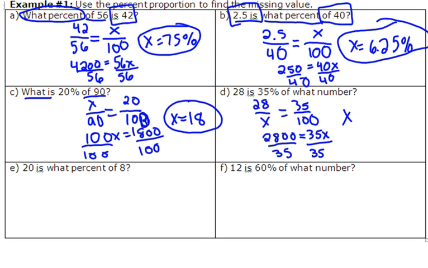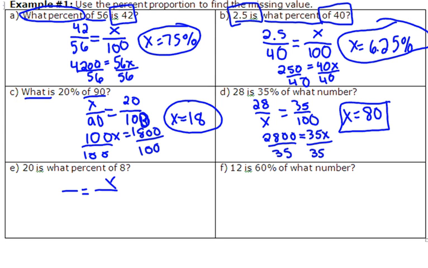2800 divided by 35 is 80. So x equals 80. So two more with this. Here it says 20 is what percent of 8? So again, it's asking us for the percent because it's not giving us a percentage. It's saying what percent. So that's my unknown.